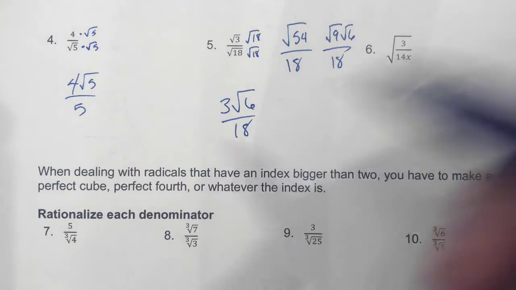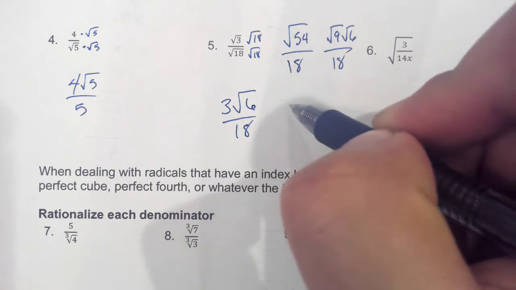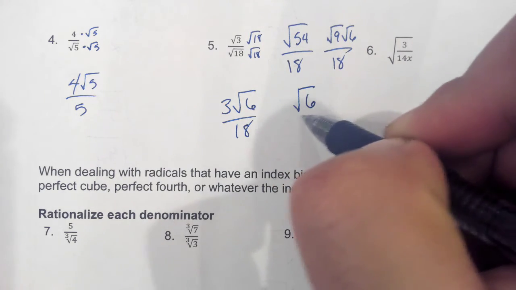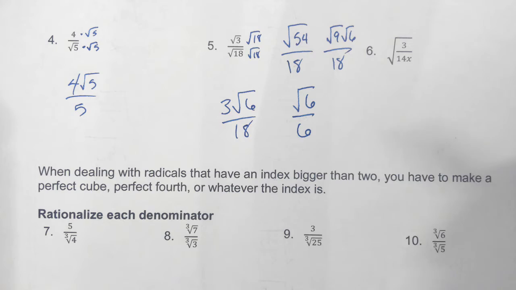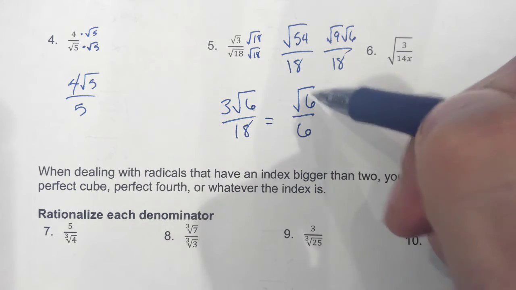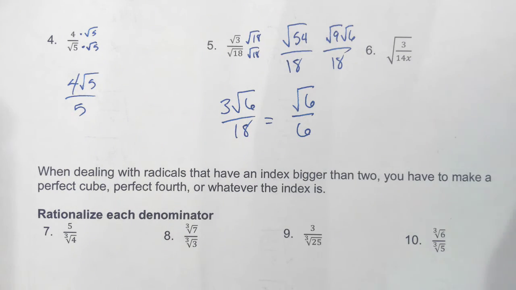Again, it reduces. 3 and 18 are divisible by 3. Divide by 3. You have 1 square root of 6 over 6. Again, can't go any further than that. This 6 is under the radical. This 6 is not.